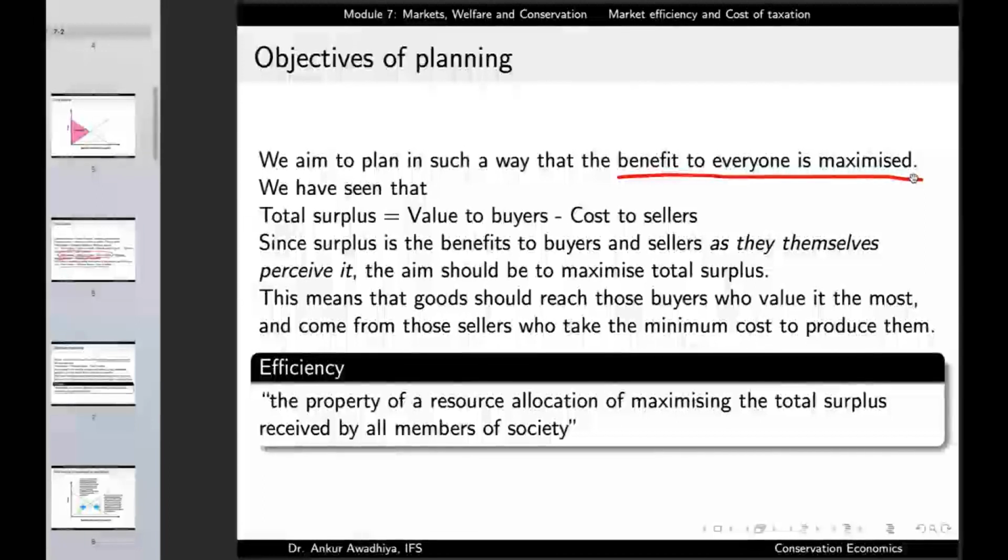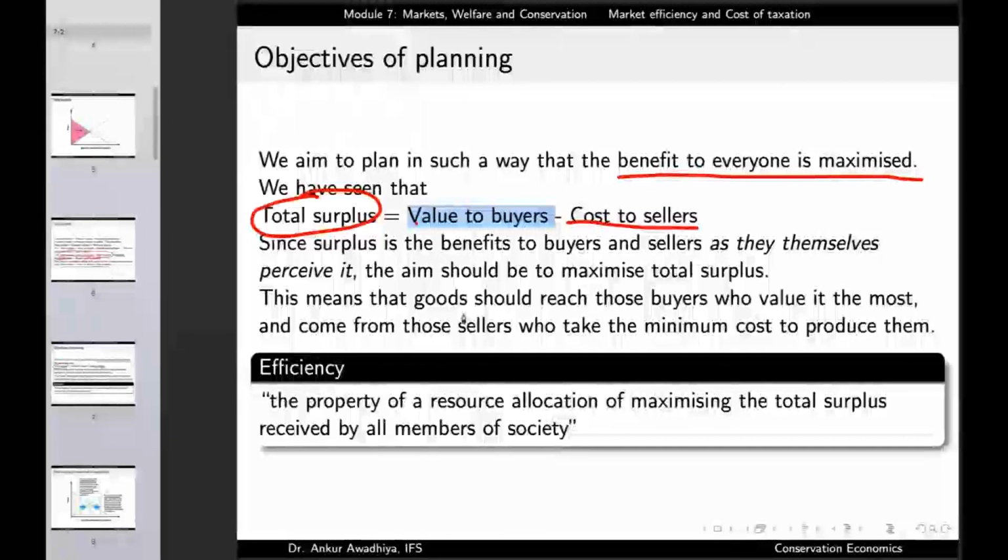Now, we have seen that total surplus is value to the buyers minus cost to the sellers. And since surplus is the benefit to the buyers and sellers as they themselves perceive it, the aim should be to maximize the total surplus, which means that we should maximize the value to the buyers and we should minimize the cost to the sellers. In that case, the total surplus will be maximized. Now we can do that by ensuring that goods reach those buyers who value them the most and come from those sellers who take the minimum cost to produce them.